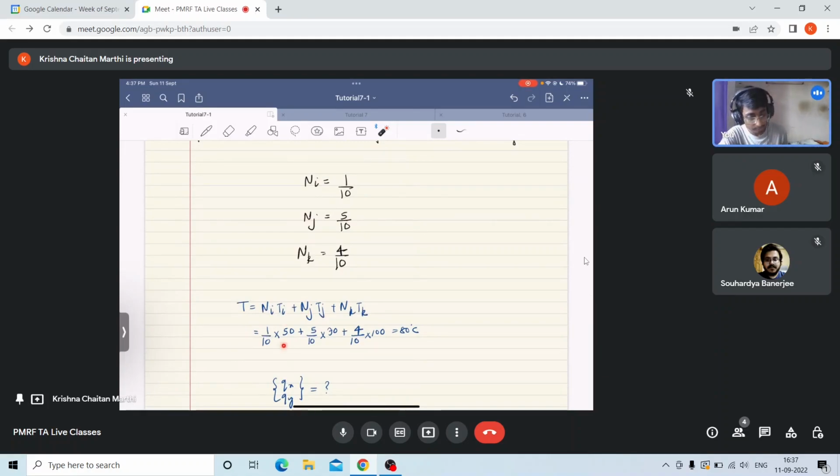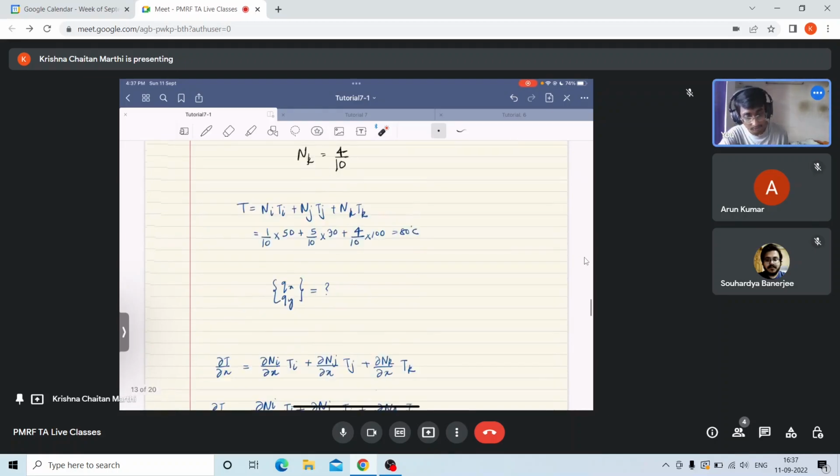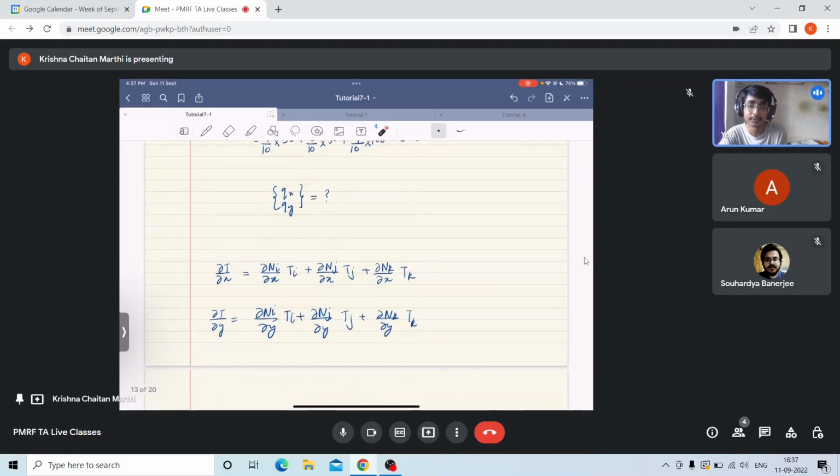So I got the value of temperature as 80 degree centigrade. I need to find the values of Qx and Qy. How will I get them? So del T by del X is equal to del Ni by del X Ti plus del Nj by del X Tj plus del Nk by del X Tk, and for del T by del Y, this will be the partial derivative of Ni, Nj, Nk with respect to Y.